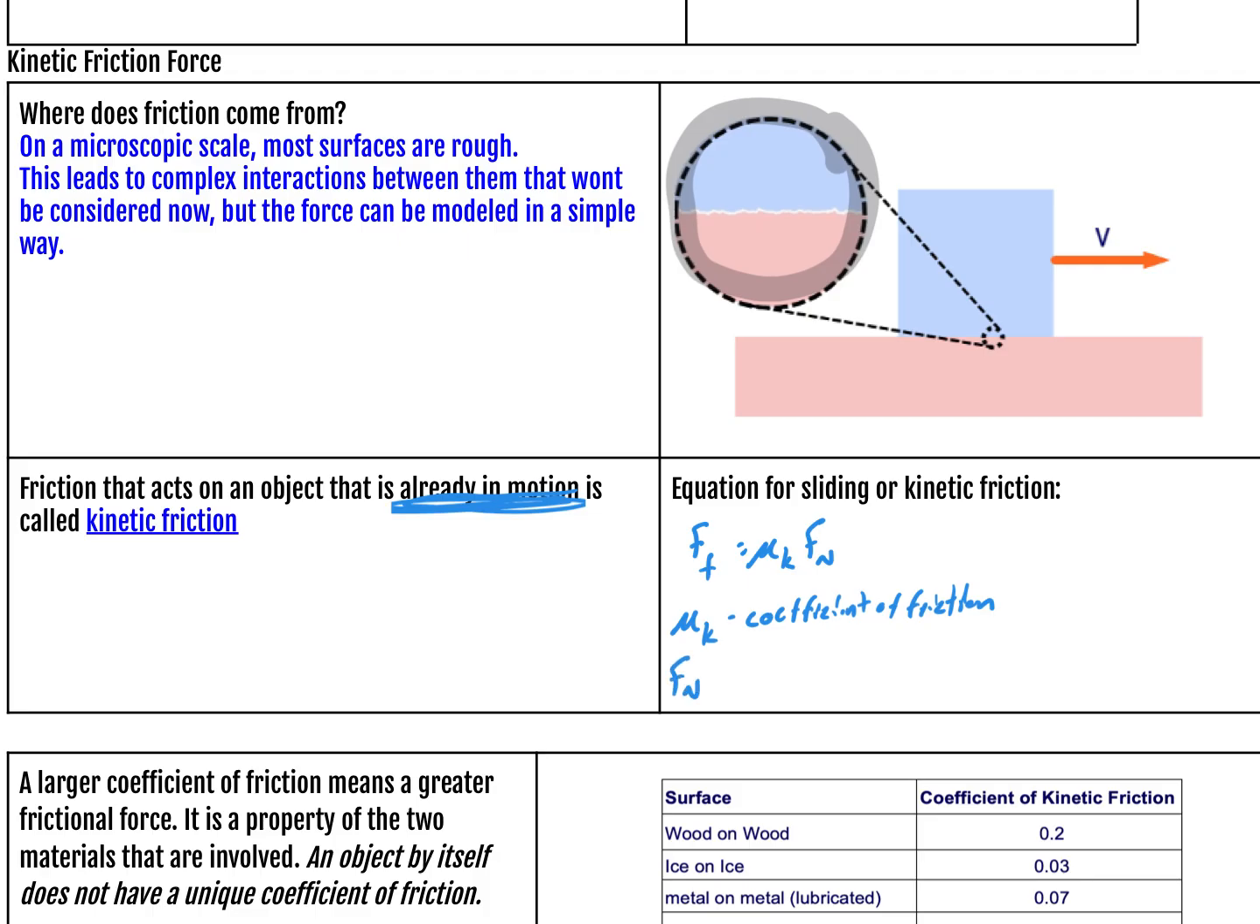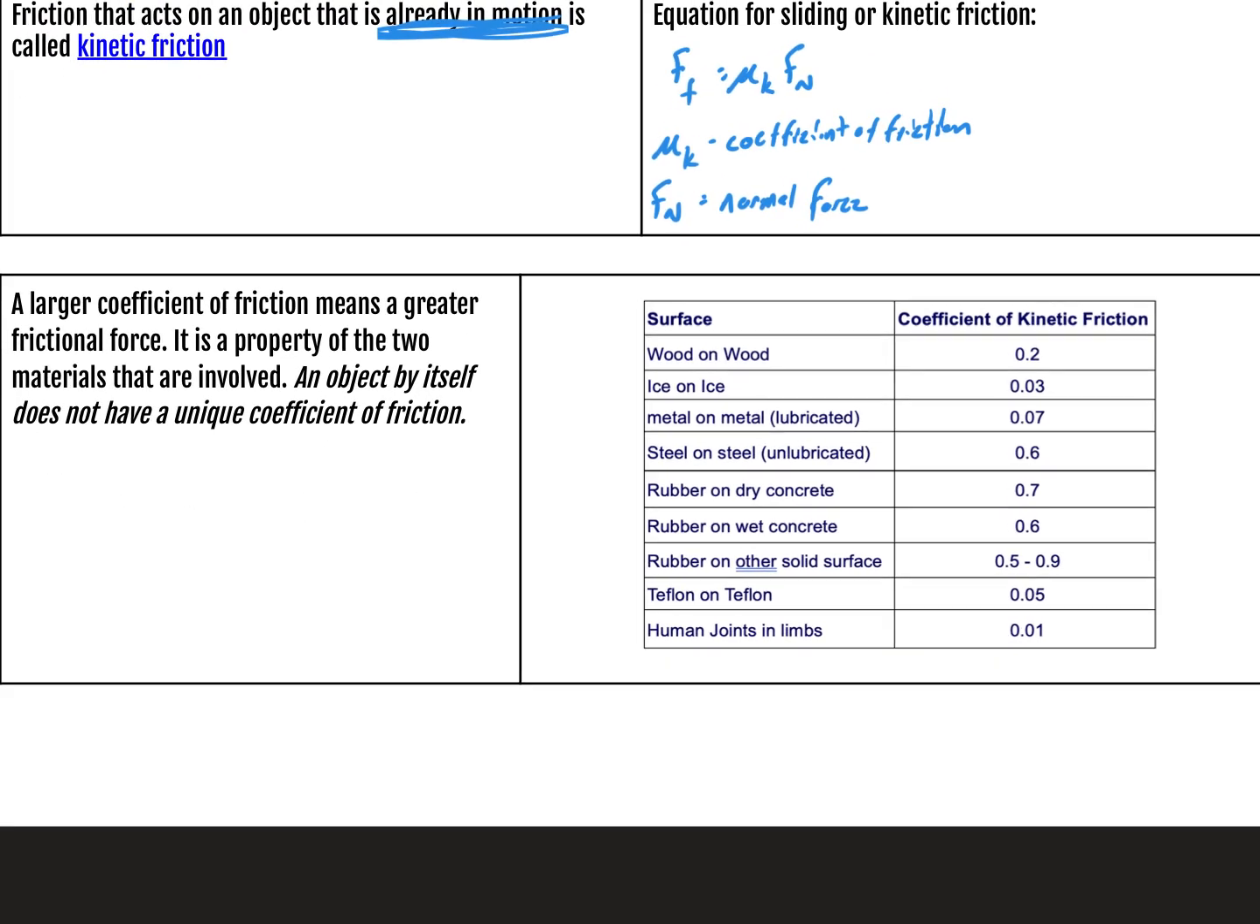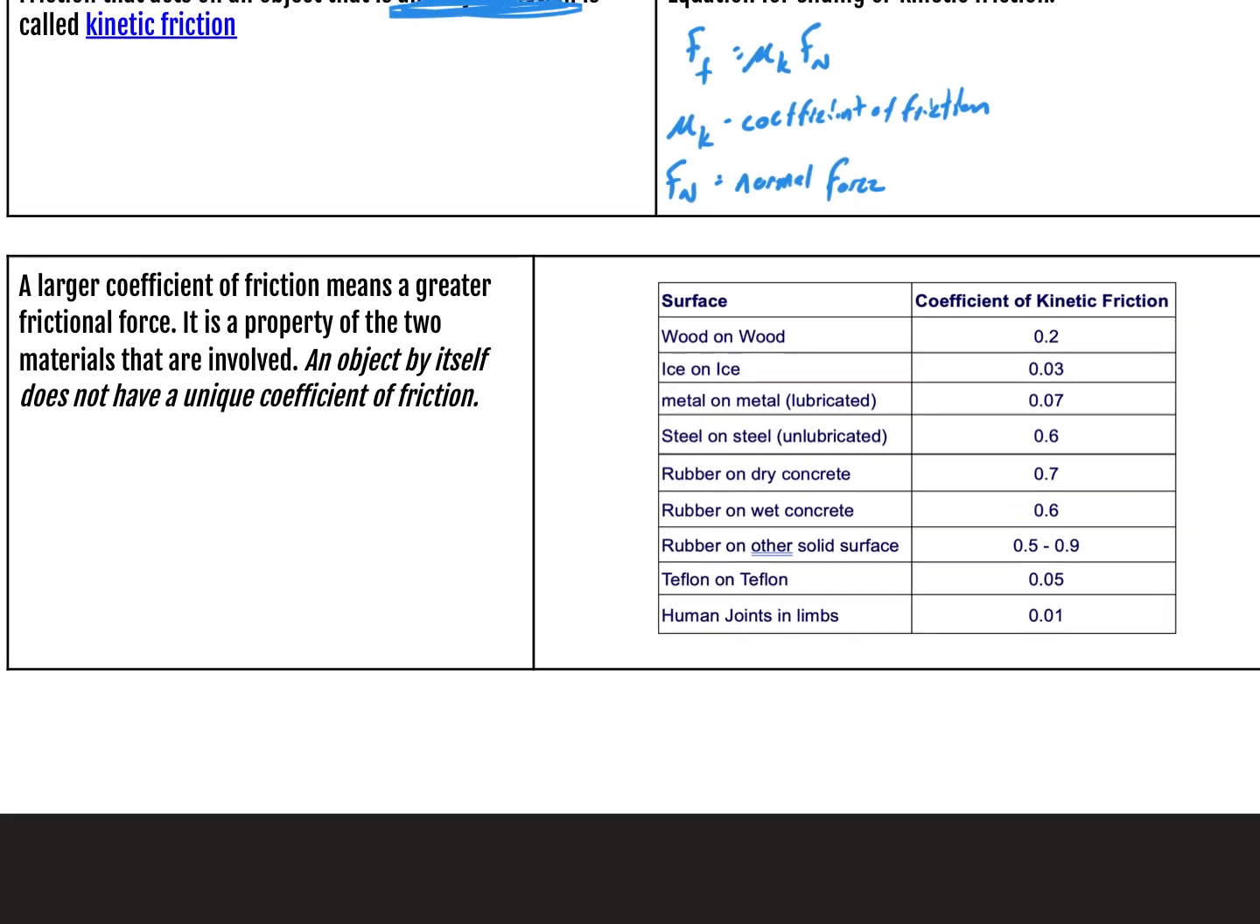The normal force is simply that. It's the normal force, and it can be the weight, but really it's just the normal force or the support force that we'll look at how that works here in a second. But here's my formula for it. FF equals mu times normal force, and the coefficient of kinetic friction is the mu, Fn is the normal force. And so I have this chart here, and these are established values for the most part.